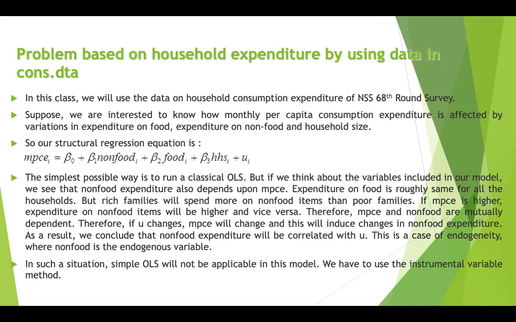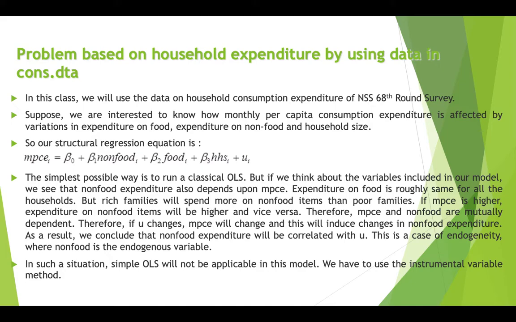Now we are interested to know how monthly per capita consumption expenditure is affected by variations in expenditure on food, expenditure on non-food and household size. So our structural regression equation is MPCEi is equal to beta 0 plus beta 1 non-food i plus beta 2 food i plus beta 3 HHSi plus Ui. The simplest possible way is to run a classical OLS.